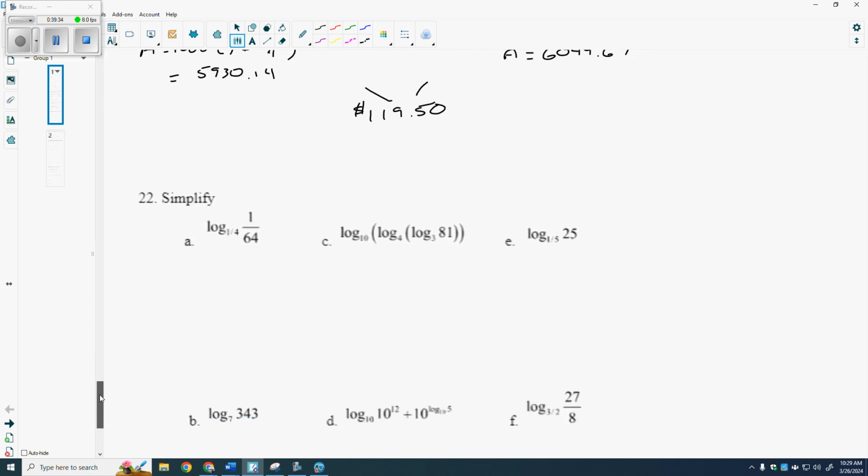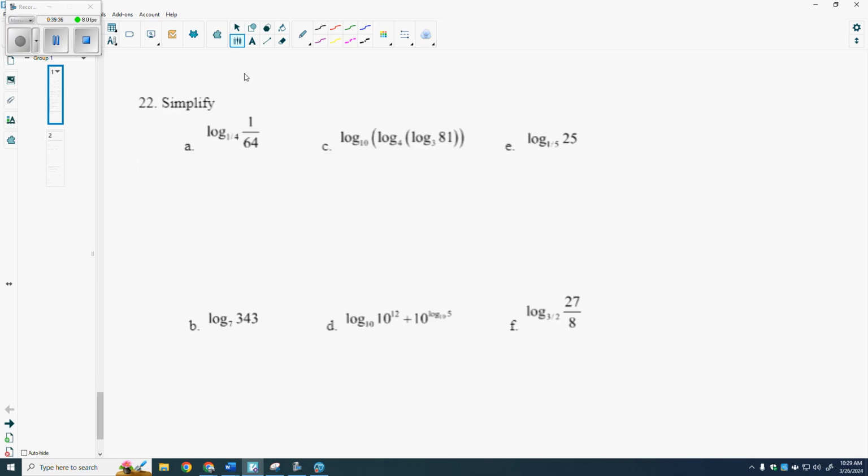Whoops. Question 22. Just simplify. 1/4 raised to what power is 1 over 64? Answer, 3. Why? Because 4 times 4 times 4, 3 times, is 64.